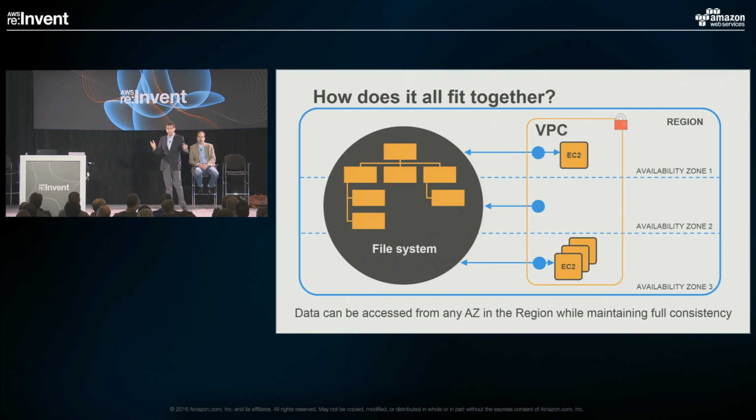Okay, so how does it all fit together? So you have a region, and within a region you have a file system. So the file system belongs in a region. You have a VPC in that region. That's your VPC. And within each AZ, you create these mount targets in your VPC. And the EC2 instances that are running in the AZs in your VPC connect via those mount targets. And you should note that data can be accessed from any AZ in the region concurrently while maintaining full consistency. So if you're doing writes in one AZ, you're guaranteed that the reads in another AZ will have the latest version of the data.